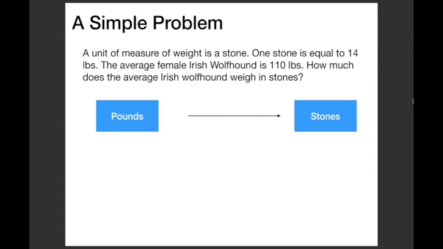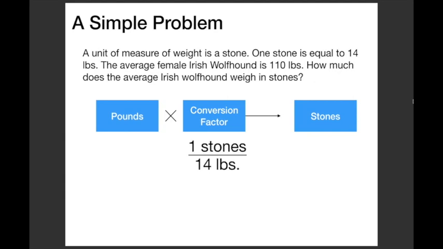So the problem is fairly simple. We just need to convert from pounds to stones, but we need a method in order to do this. And the way which we do this is we apply a conversion factor. Here, the conversion factor relates stones to pounds. 1 stone equals 14 pounds, or the ratio is 1 stone to 14 pounds.